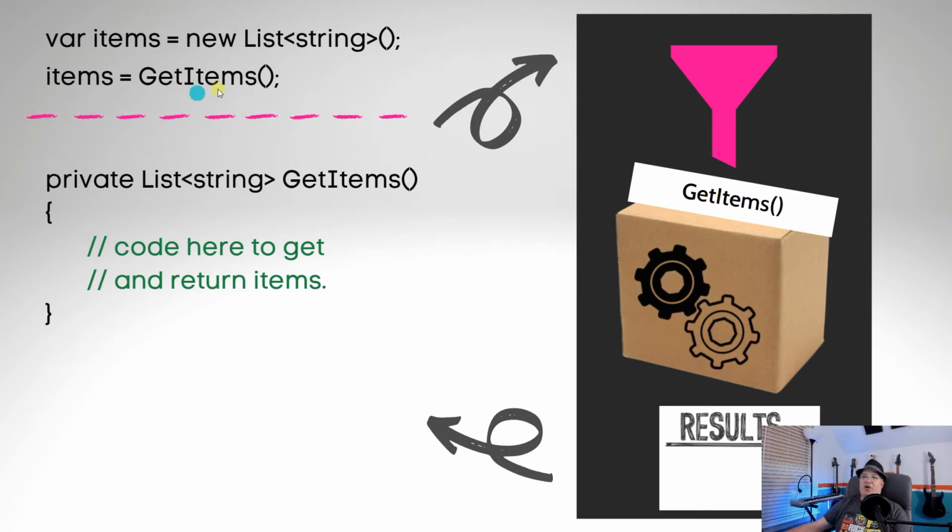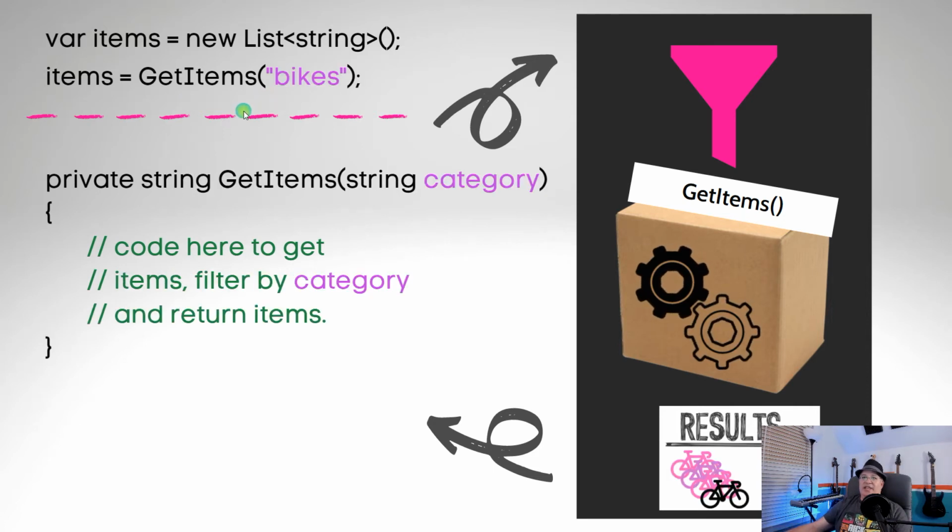What if we wanted to call getItems, but we wanted to pass in a category? It would look like this. Here I'm passing in the string literal bikes, and I've told getItems that the users are going to pass in a category, and it's going to be a string. So we'll be able to use our category variable inside our method. In this case, now the code is here to get items, but I'm going to filter it by whatever the category variable is. In this case, the word bikes is what's going to be held inside the category variable.